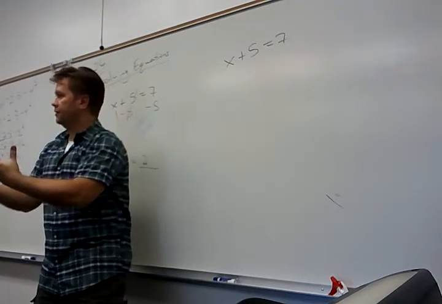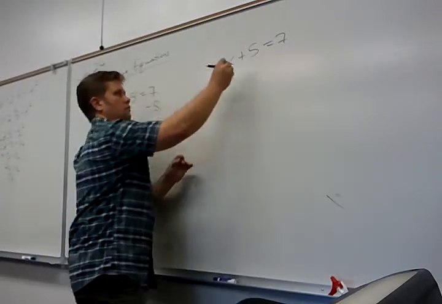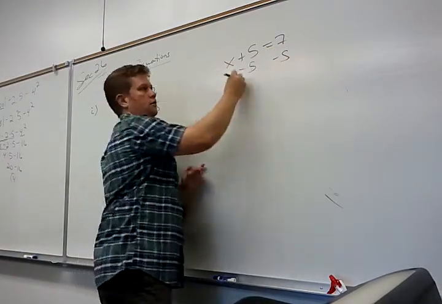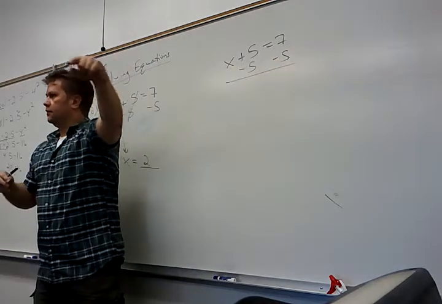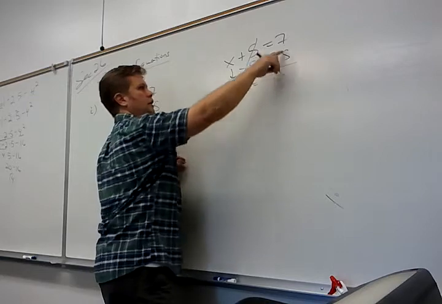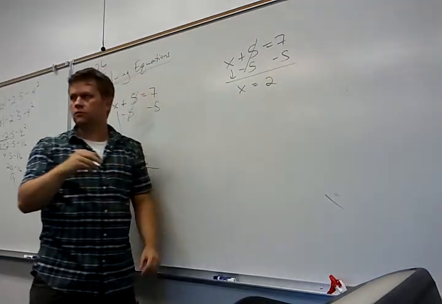So whatever I do to one side, I've got to do the other side to keep it balanced. So to get the x by itself, I kill the plus 5 by subtracting. Why? Because that's the opposite operation. Whatever I do to one side, I must do to the other side. So here I get x equals 2.